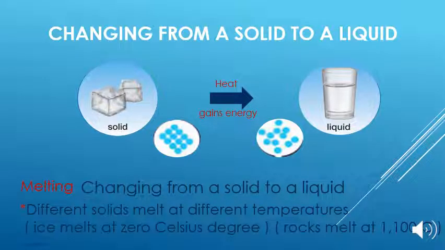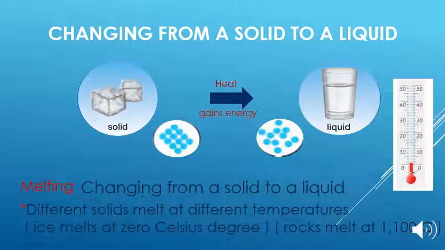Actually, different solids melt at different temperatures. It means solids don't melt at the same temperature. For example, ice melts at 0 Celsius degrees. It means the ice will begin to melt when the temperature becomes 0, while rocks melt at more than 1100 Celsius degrees.